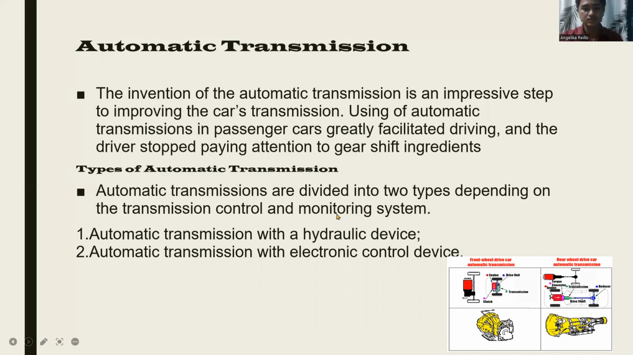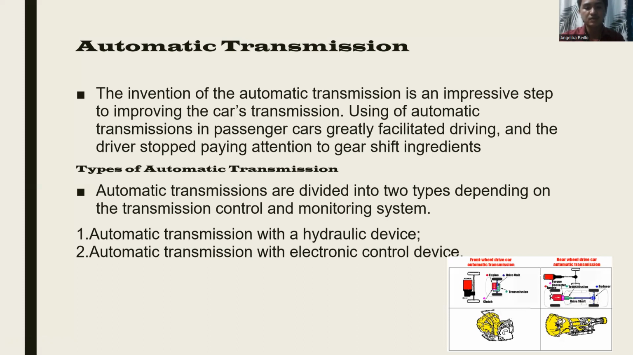Types of automatic transmission. Automatic transmissions are divided into two types depending on the transmission control and motoring system. Number one is automatic transmission with a hydraulic device. Number two is automatic transmission with an electronic control device. Automatic transmission can differ in its design features depending on the drive of the car, front or rear. Automatic transmission of the front wheel drive vehicle is equipped with the main gear compartment differential.